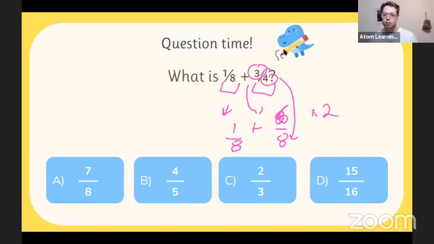Next, we then just need to add those together. So that 6 looks horrible. I'm going to just redraw that because we deserve better than that on a Saturday. So 1/8 plus 6/8. Now again, with fractions, we only add the top numbers, the numerator, so we'll get 7/8 as our final answer. Bam.